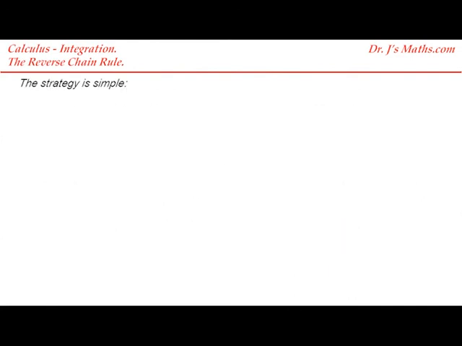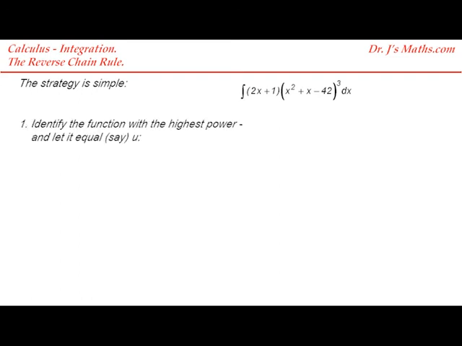Let's do an example. We're going to integrate (2x plus 1)(x squared plus x minus 42) all cubed with respect to x, so we write dx. Step 1, and all of these steps are on the website, identify the function with the highest power. Now we've got two of these functions. Clearly x squared plus x minus 42 has a higher power or higher degree than 2x plus 1, so we put u is equal to that.